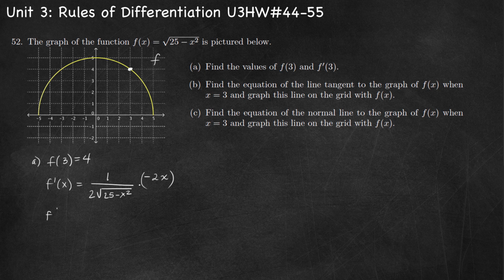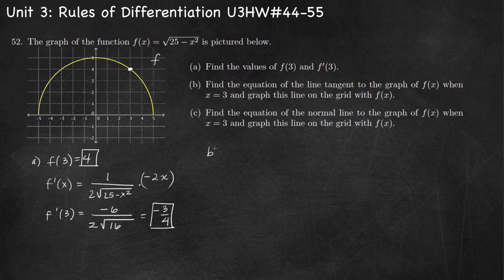So now for f prime of 3, I'm just going to substitute in a 3. So negative 2 times 3 is negative 6, over positive 2 times the square root of, and I'm substituting 3 in for x, so 3 squared is 9. 25 minus 9 is 16, and the square root of 16 is 4. Then 4 times 2 is 8. So it's negative 6 over 8, which is negative 3 over 4. So f prime of 3 is negative 3/4. f of 3 is 4.